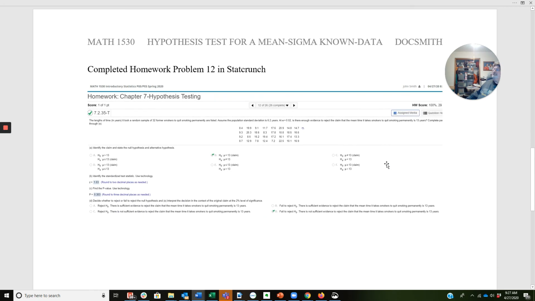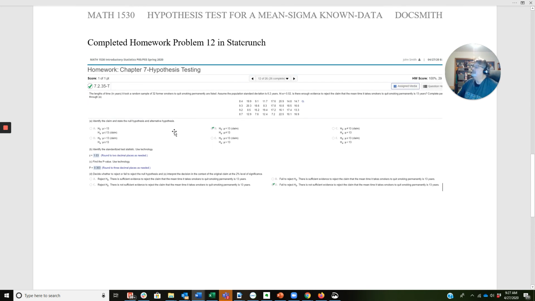And here's the final answer, what it looks like in StatCrunch. I wonder, can I make the print a little bigger? Okay, I guess I can't. So let's look at what we've identified. Here in part A, we have the mean equal to 13, and that's the claim, and the alternative hypothesis not equal to 13. With the standardized test statistic of 1.03, that's identified there. P-value of 0.303, rounded to 3 places. I was a little more careful with my rounding this time.